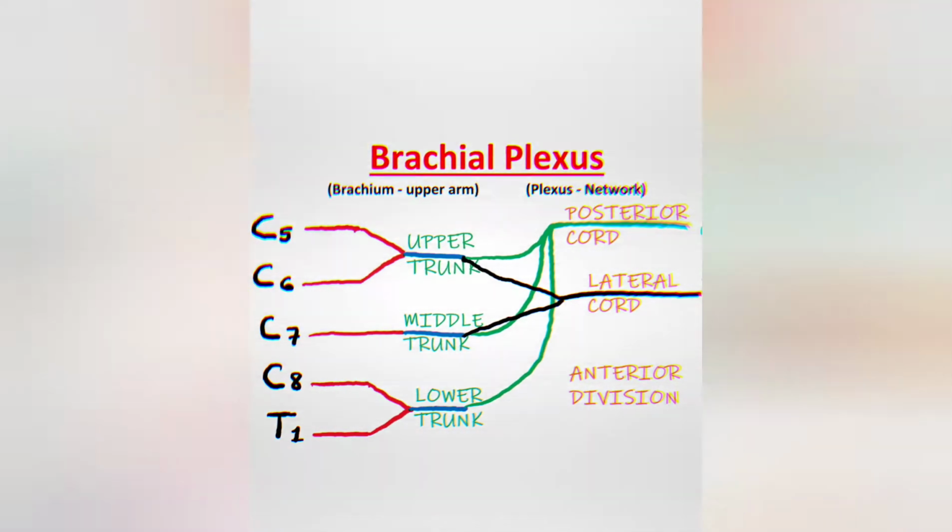Now after completing the formation of the posterior chord, we move on to forming the lateral chord. As I told you earlier, all the trunks give two divisions, the anterior division and the posterior division. I have shown the posterior division in green color and the anterior division in black color. So the lateral chord is formed by the anterior divisions of the upper trunk and the middle trunk, as shown in the diagram, while the posterior chord was formed from the posterior divisions.